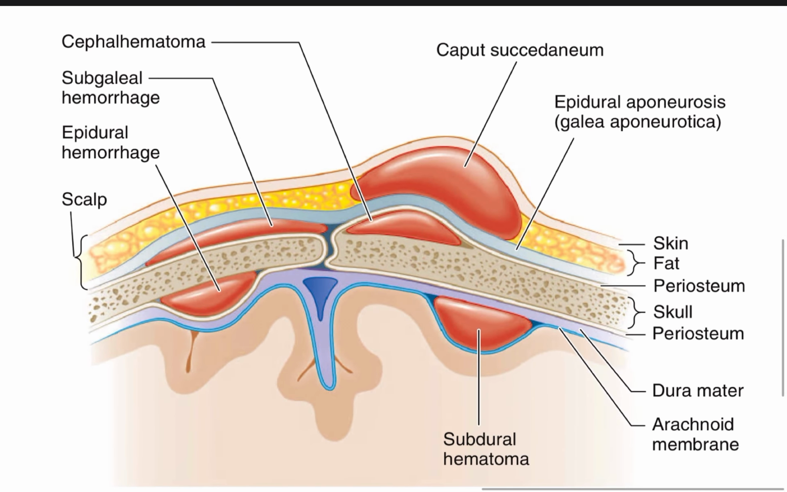Let's take a look at the diagram once again. Between skin and your aponeurosis, if you have a fluid collection, that is your caput. If you have blood beneath the periosteum, the subperiosteal layer, that is your cephalhematoma.